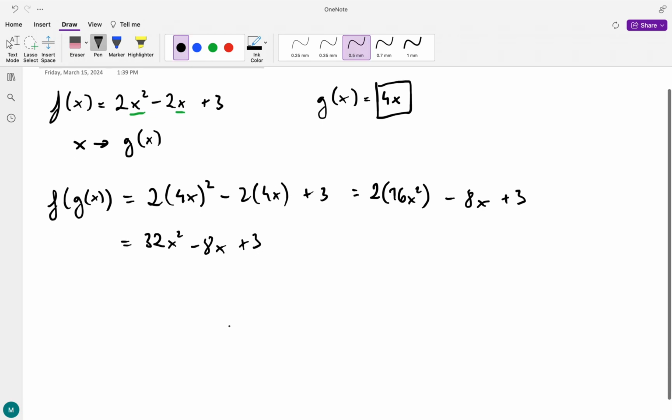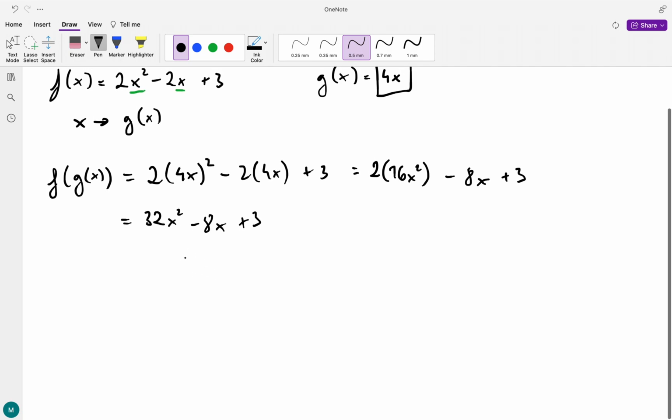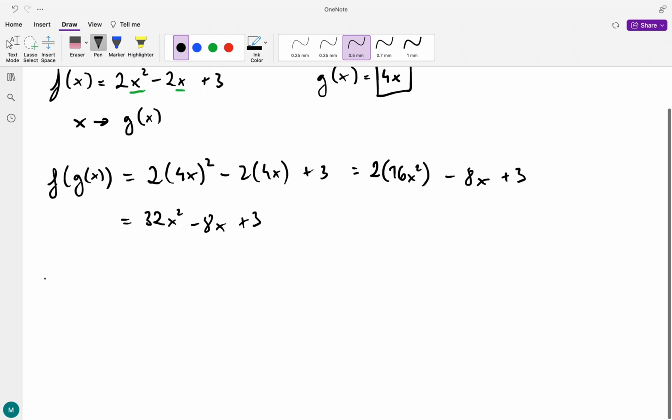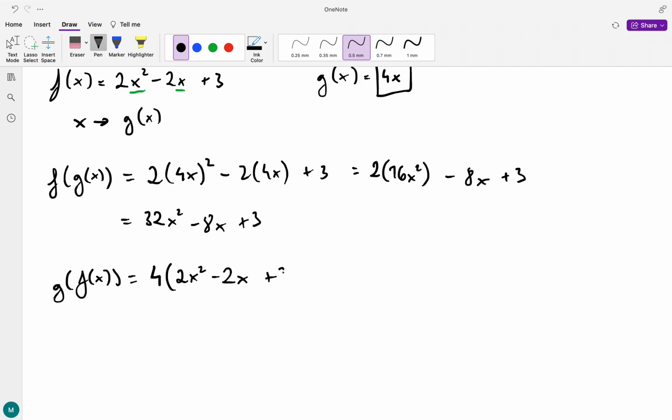Okay, in the next example, let's do something slightly more difficult. In this case, we had a simple linear function as our g of x. Let's actually reverse it a little bit. Let's say that I want you to find g of f of x. Well, that should be fairly simple. So we have our function g, which is 4x, but instead of x, we are going to plug in our f of x, which is 2x squared minus 2x plus 3.